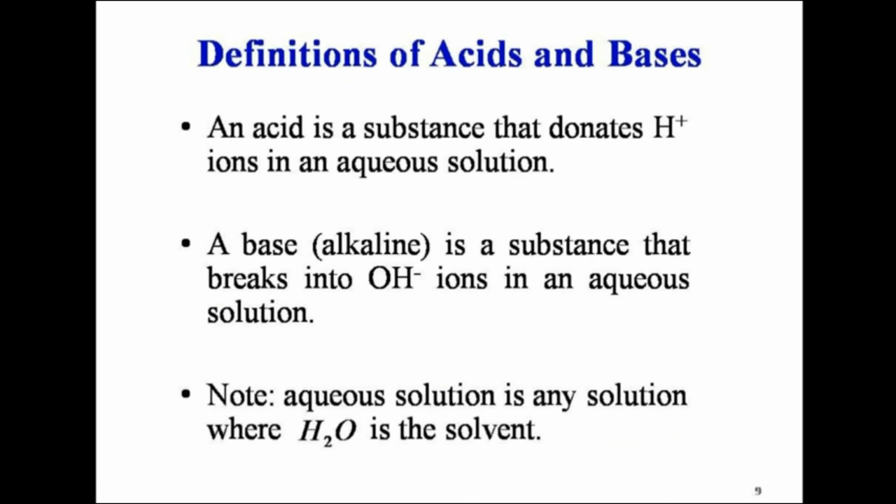And now we must know what are called acids and what are called bases. So there is a definition for acids as well as for bases. So what is an acid? An acid is a substance that donates H+ or proton ions in an aqueous solution. And what is a base? A base is an alkaline solution, or a substance that breaks into OH- ions or donates OH- ions.